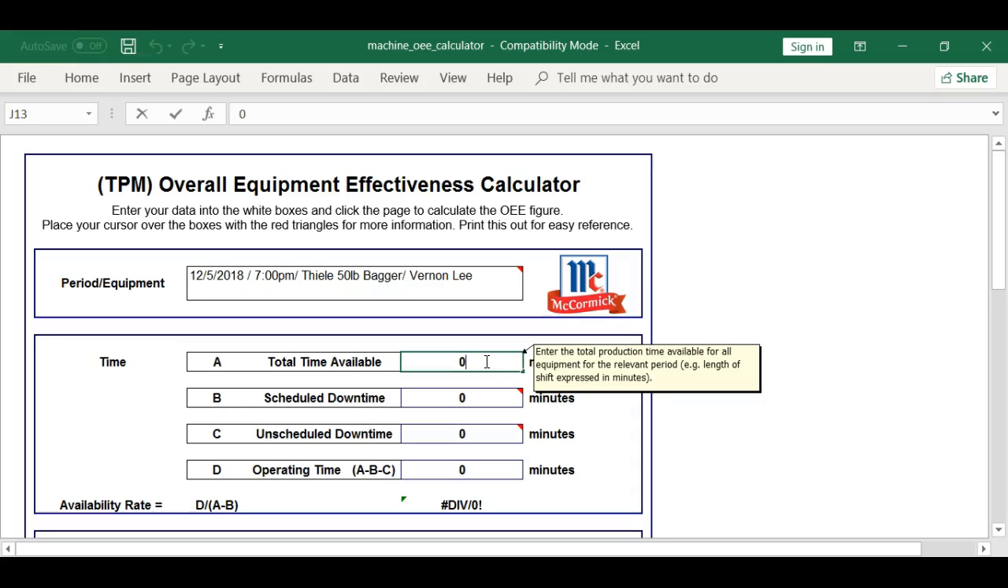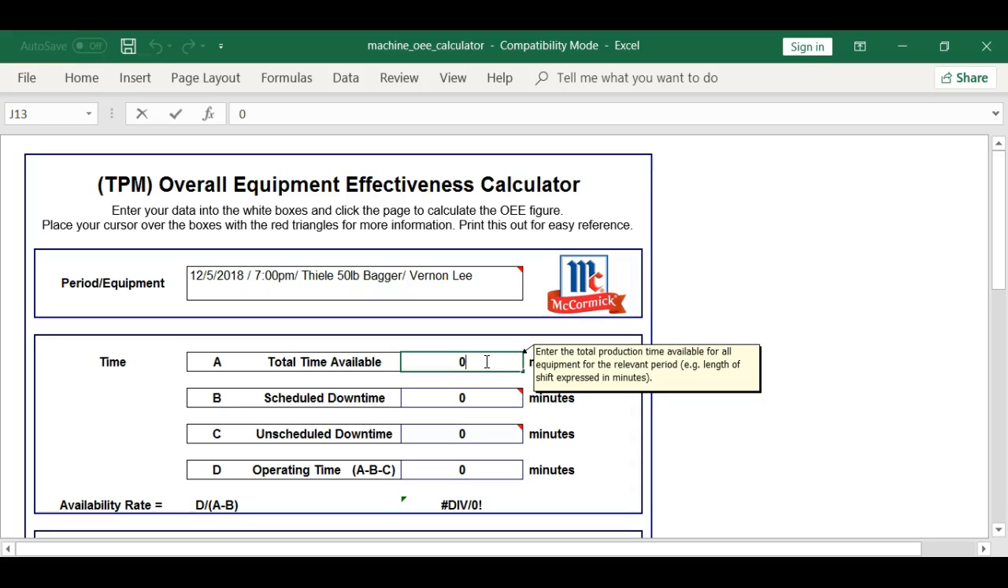First, if you look toward the left-hand side of the screen, it says time. In the A column it says total time available, and I'm going to use an example from my job so you all can see how great this is, how you can figure out how efficient your machines are running, and identify some of the problems you may be having at this moment.